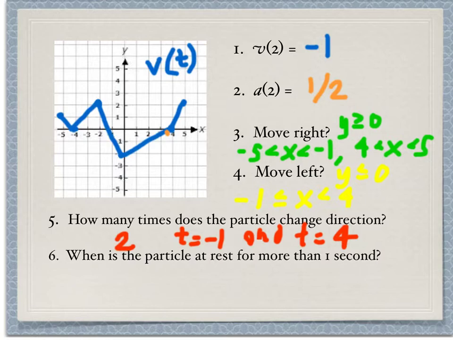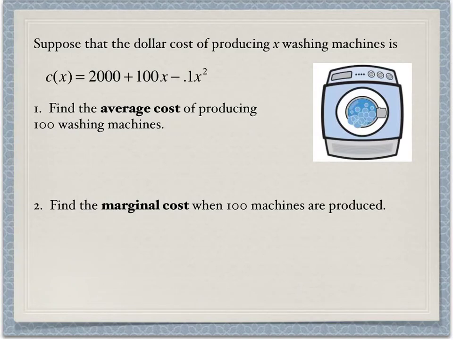Alright, when is the particle at rest for more than a second? The answer there is never, because when it crosses from one to the other, it doesn't level out. It just stays there like that. Alright, really time for another slide, but we'll see.